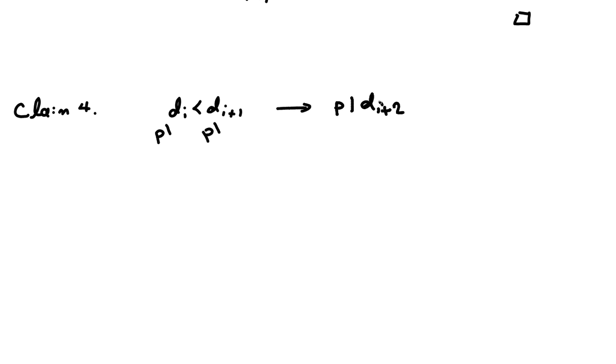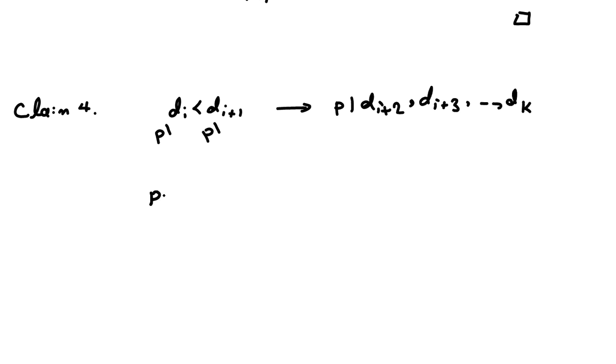Now, during proving that, we reached two good things. Claim 4: if two consecutive numbers, for example, di plus 1, if both of them are multiples of p, if p divides this and p divides this, then we want to prove p divides di plus 2, all the numbers after that, di plus 2, di plus 3, to the end, dk.